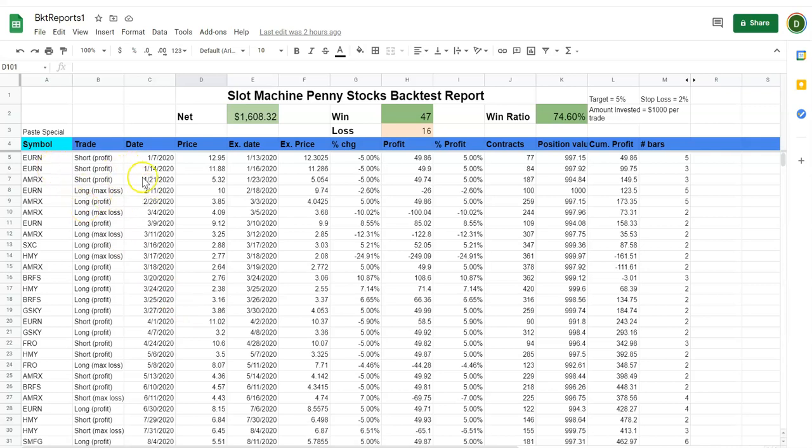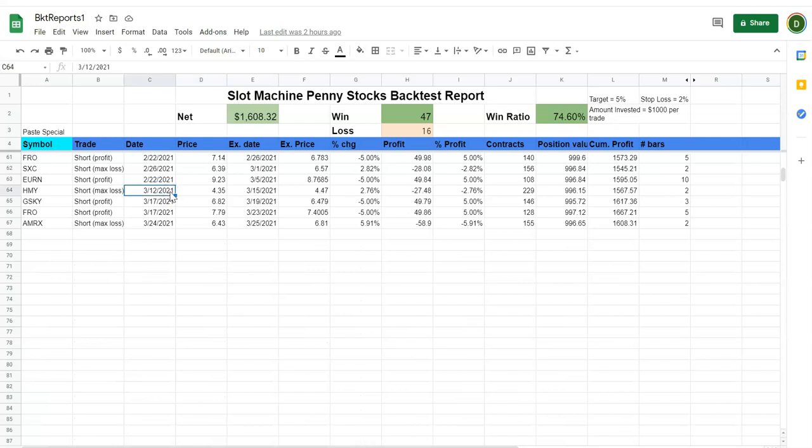And this is the result of that. The backtest ran from January 1st, 2020 till today, around 15 months, and netted me $1,600. Win rate of about 75%, 47 wins, 16 losses. This is using a target of 5% and a stop loss of 2%. We have an initial account size of $1,200 and we're investing $1,000 to buy or sell the stock, which means basically till you get to $2,000 you can only do one trade at a time.